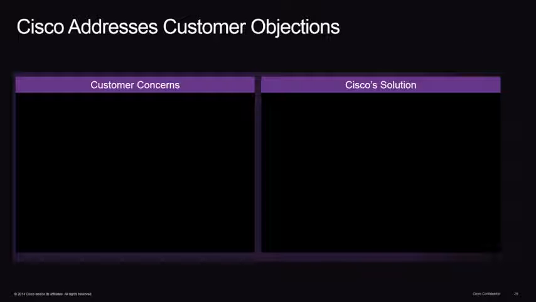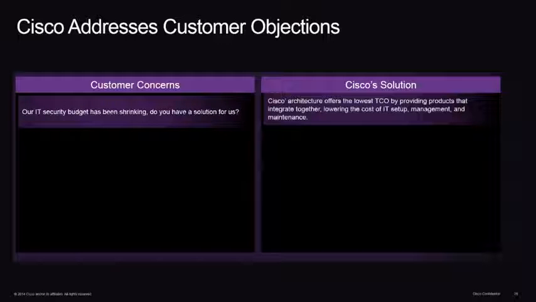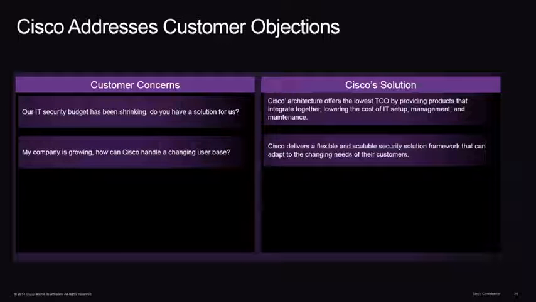We have provided a few potential questions a customer may ask and how Cisco solutions can address them. A customer concerned about IT budget may ask, "Our IT security budget has been shrinking. Do you have a solution for us?" Cisco solution: Cisco's architecture offers the lowest TCO by providing products that integrate together, lowering the cost of IT setup, management, and maintenance.